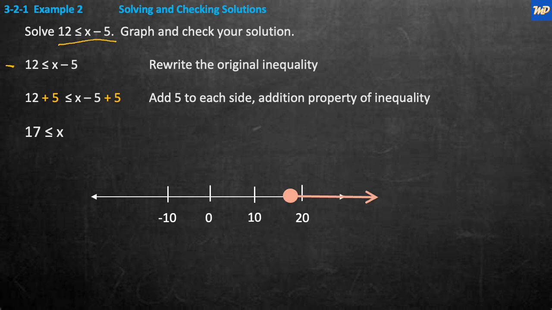One thing you don't want to do is get to the end of your test and find out that you solved the wrong problem. So we'll write the inequality that we want, 12 is less than or equal to x minus 5. In order to solve this, we have to get the x by itself. Since this is a negative 5, we're going to use the addition property of inequality by adding 5 to both sides. And then we can get the x by itself.